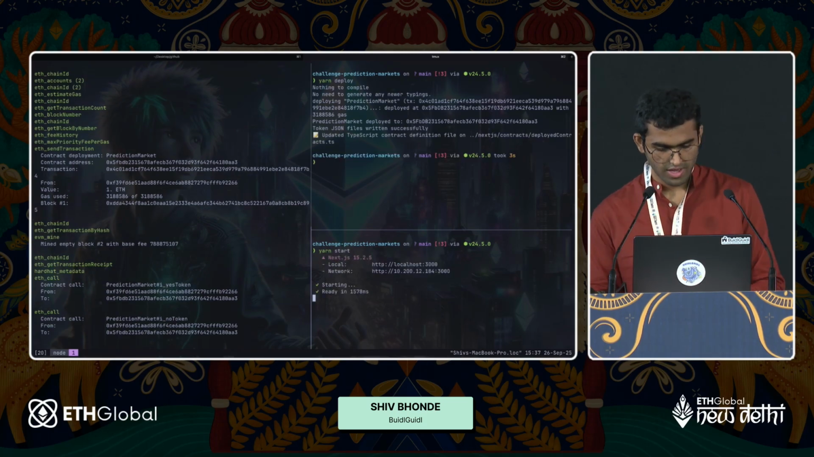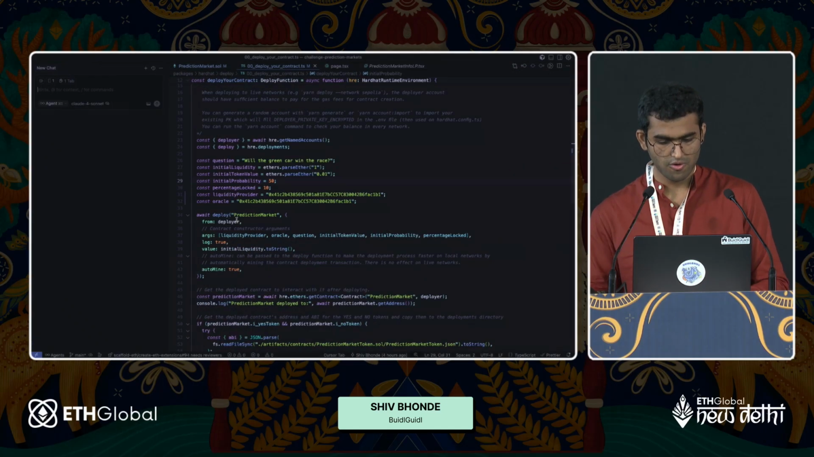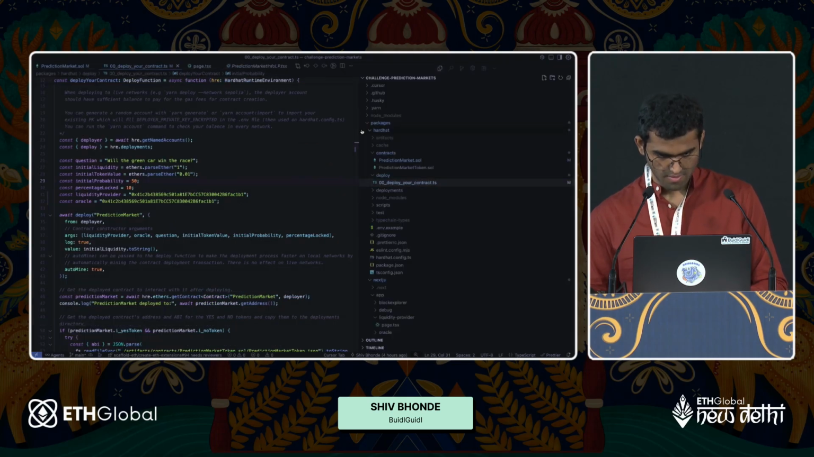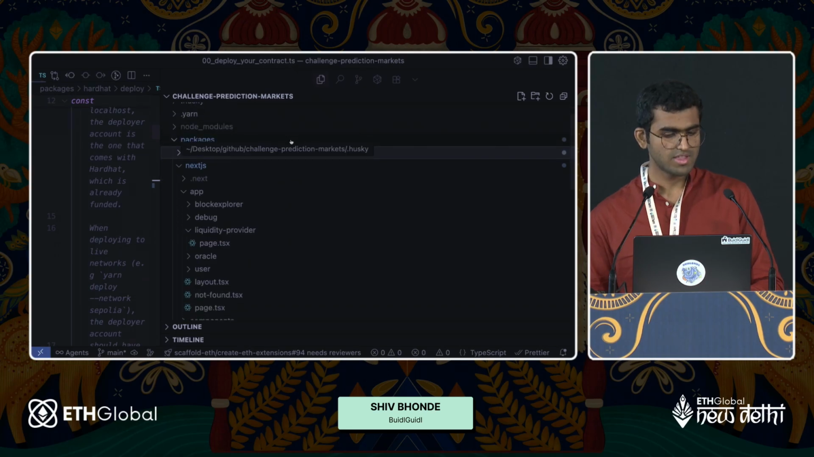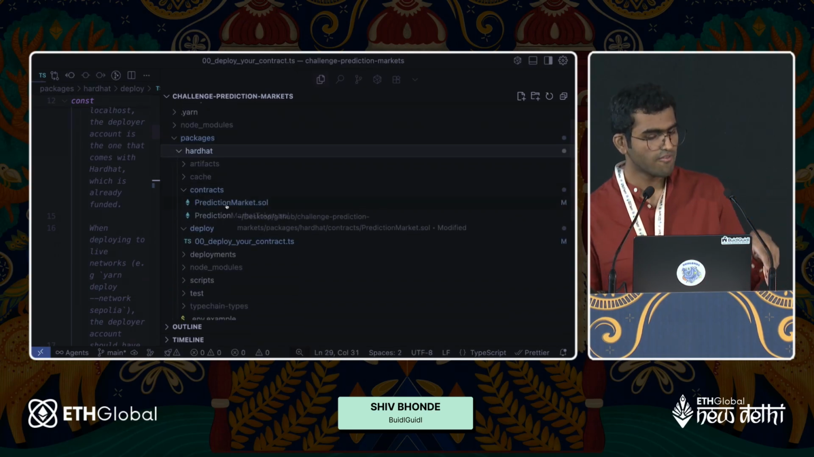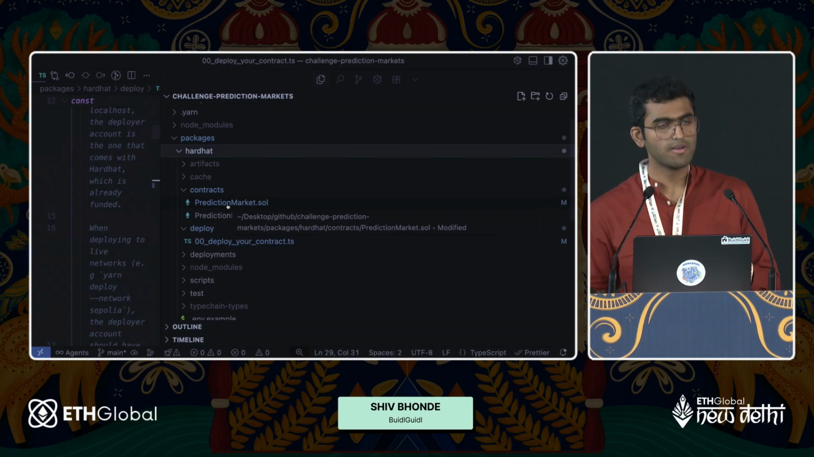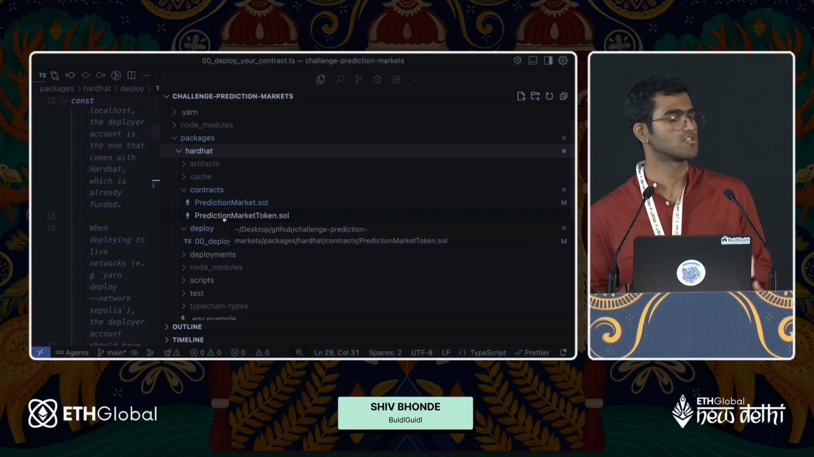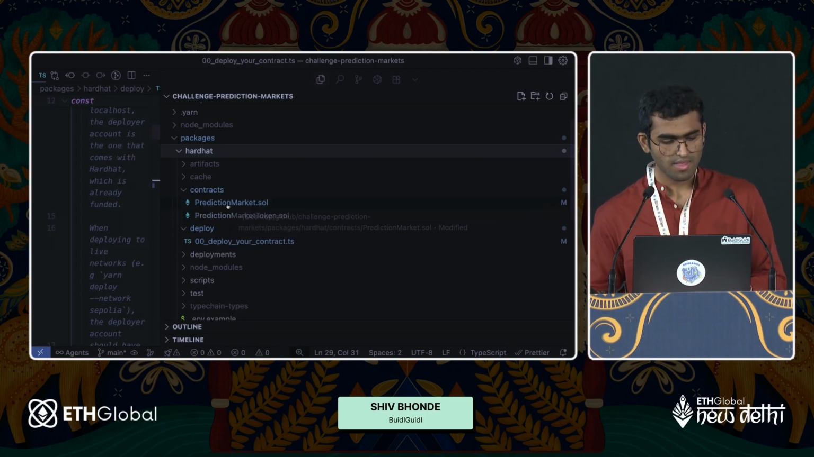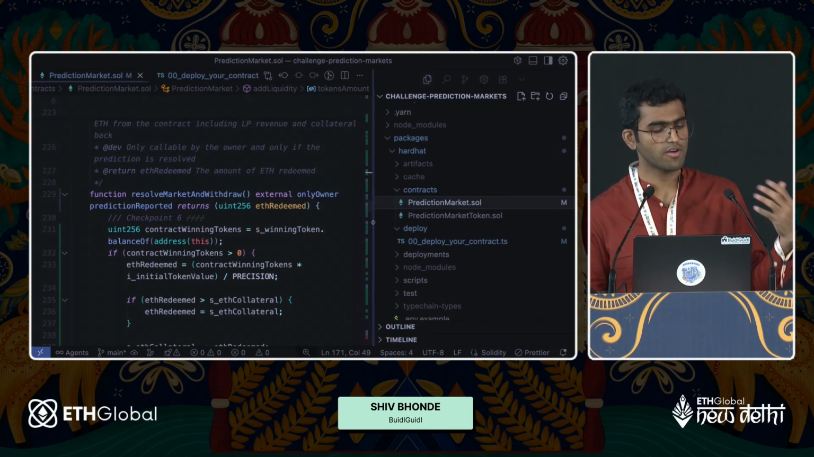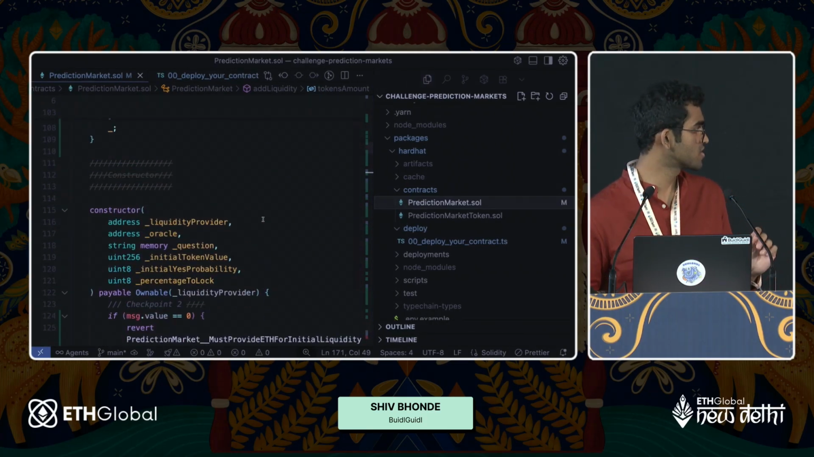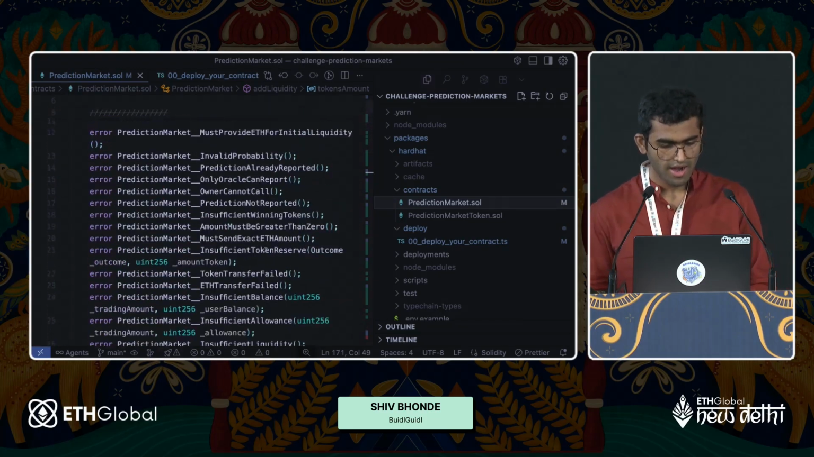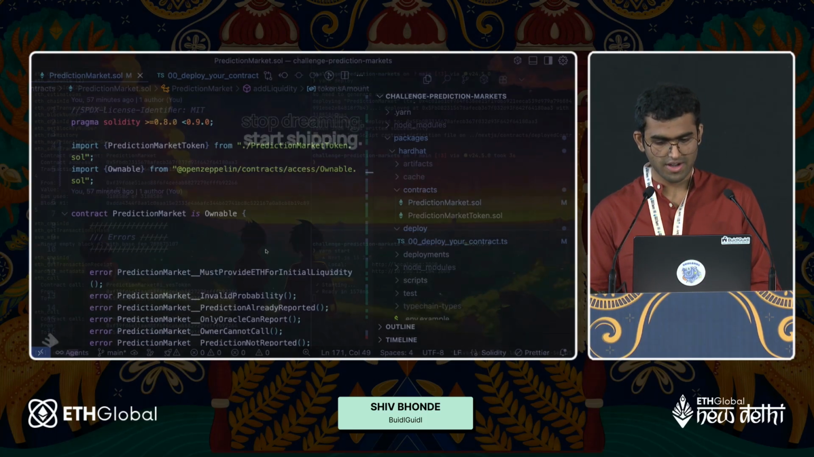If you look at the code, you can open this in your code editor, the challenge basically comes with these two contracts. One is PredictionMarket.sol, which we need to fill out while following the challenge, and the other one is the PredictionMarketToken, whose responsibility is to mint the yes and no shares. Throughout the challenge, you will fill out these functions which we have given in the template. And let's look at the front end, how it looks.